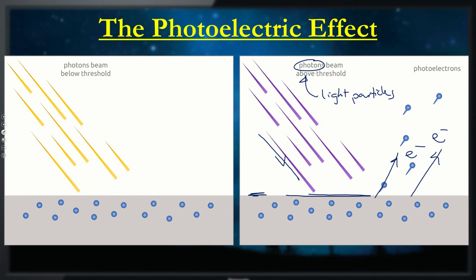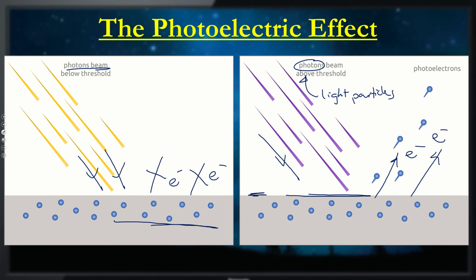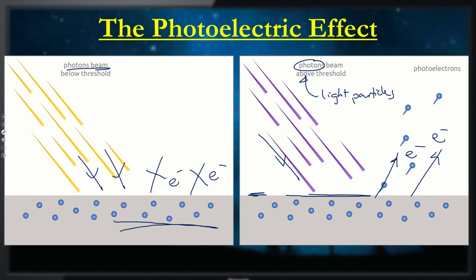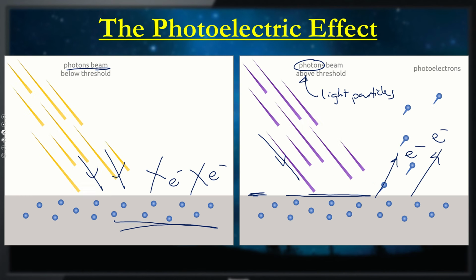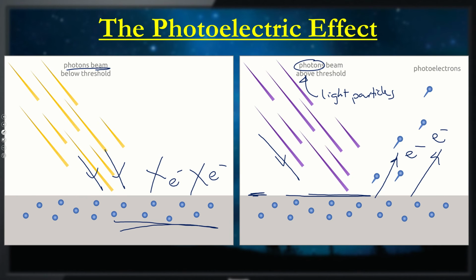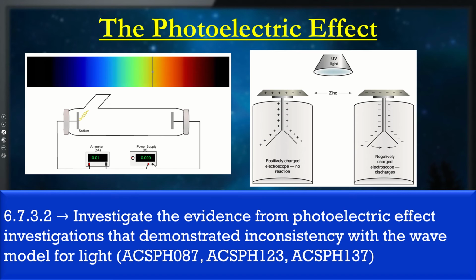Okay? Now, obviously, as you can see on this side, we also have photons. We're also firing them on the surface, but we get no electrons coming out. They are stuck on the surface of that piece of metal. So why is that the case? How's that not consistent with the wave model of light? That's what we're going to look at. But firstly, let's look at some investigations of the photoelectric effect and see what that's taught us about some inconsistencies with the wave model.